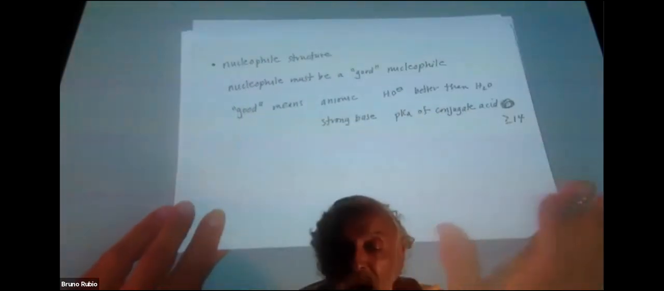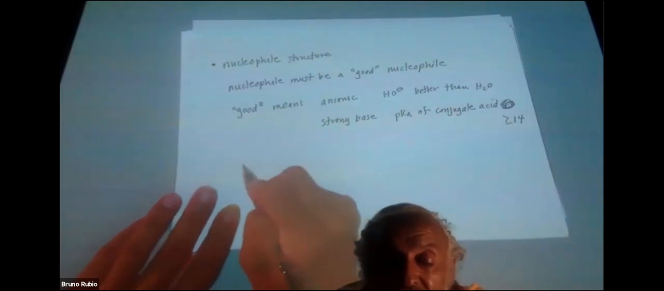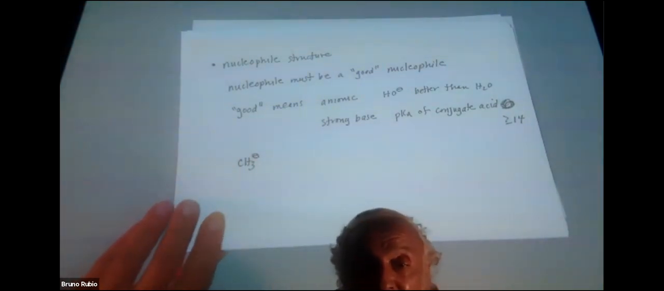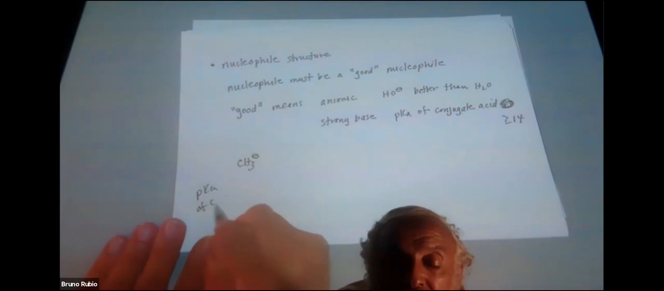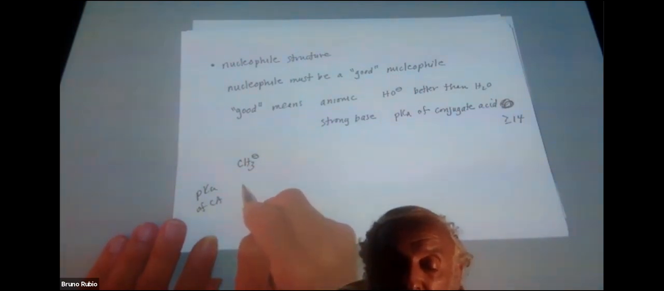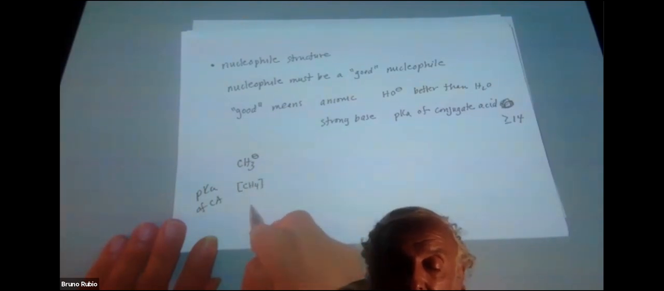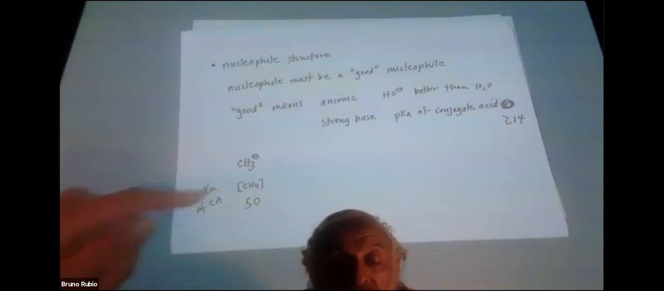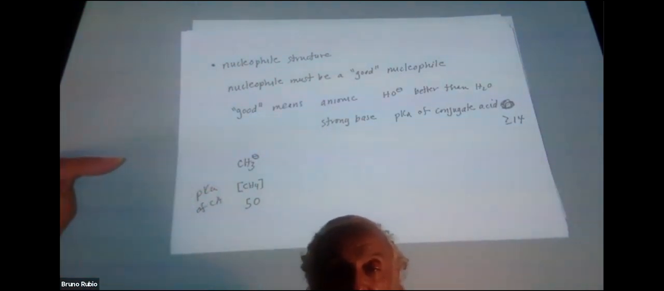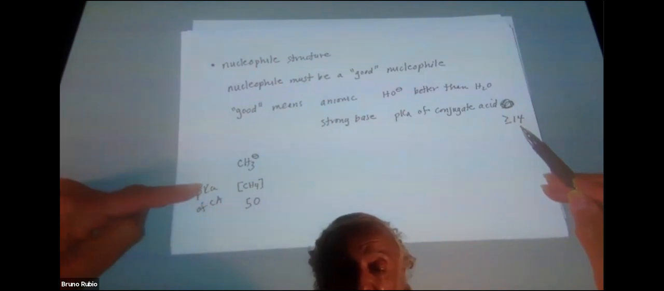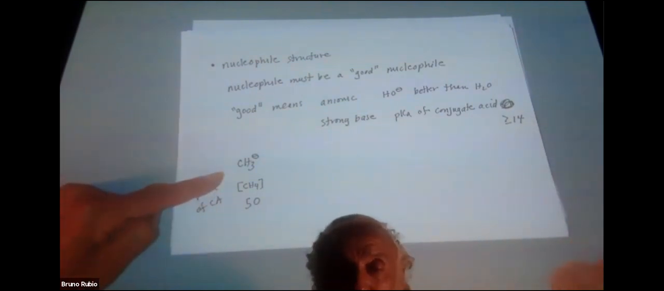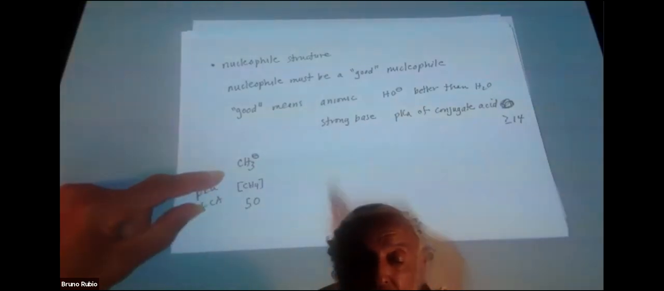Okay, so let's unpack what we've said here. Something like this, CH3 minus, could be an SN2 nucleophile. I see it's anionic. And the pKa of the conjugate acid, which is methane, is about 50. So this is a very powerful base. The pKa of the conjugate acid is way over this dividing line of 14. So that's an excellent SN2 type of nucleophile. It's anionic. It's also a very powerful base.